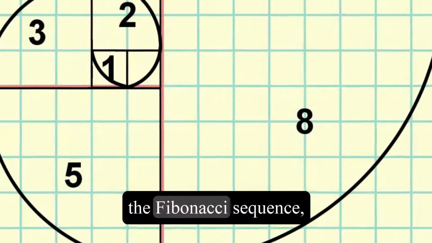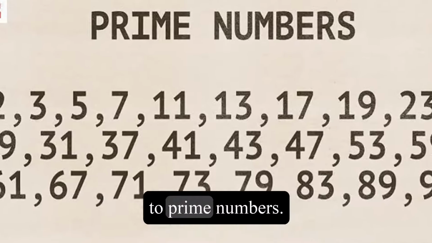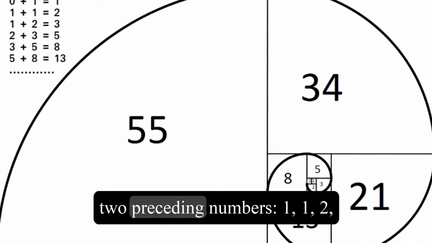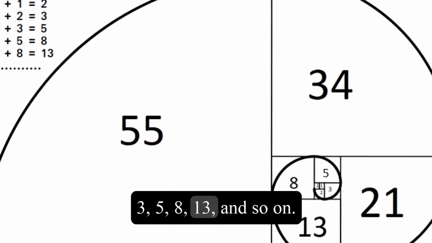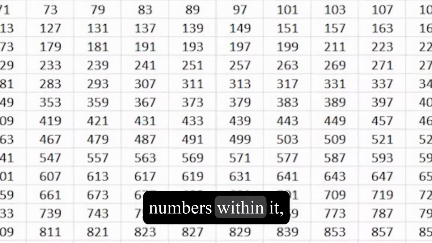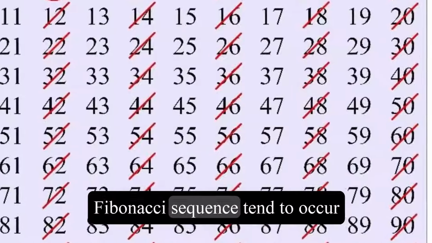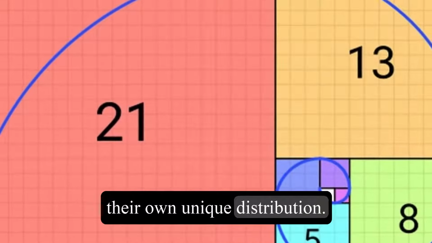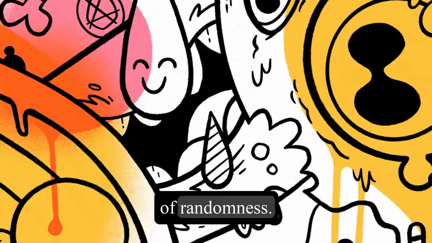For example, the Fibonacci sequence, a well-known mathematical sequence, exhibits a strong connection to prime numbers. In the Fibonacci sequence, each number is the sum of the two preceding numbers: 1, 1, 2, 3, 5, 8, 13, and so on. If we examine the sequence and highlight the prime numbers within it, we start to see a pattern emerge. The prime numbers in the Fibonacci sequence tend to occur at regular intervals and exhibit their own unique distribution.